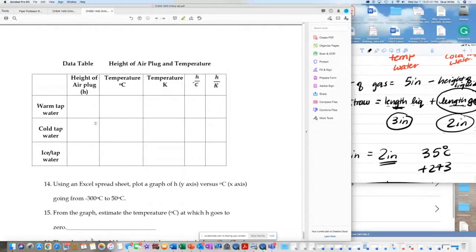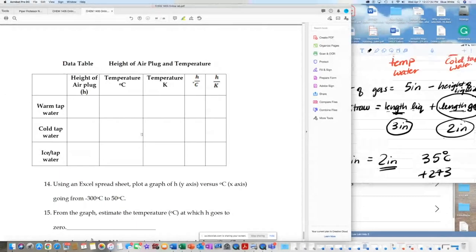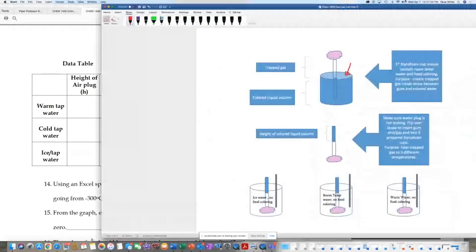They only ask you for one trial. Take it out. Make sure you change your liquid. So you're going to put the same straw once again down in the tank over here. Yes, ice water coloring. And this is supposed to be the thermometer. Same straw, different condition. And I told you, height of gas is straw height minus height of color liquid column.